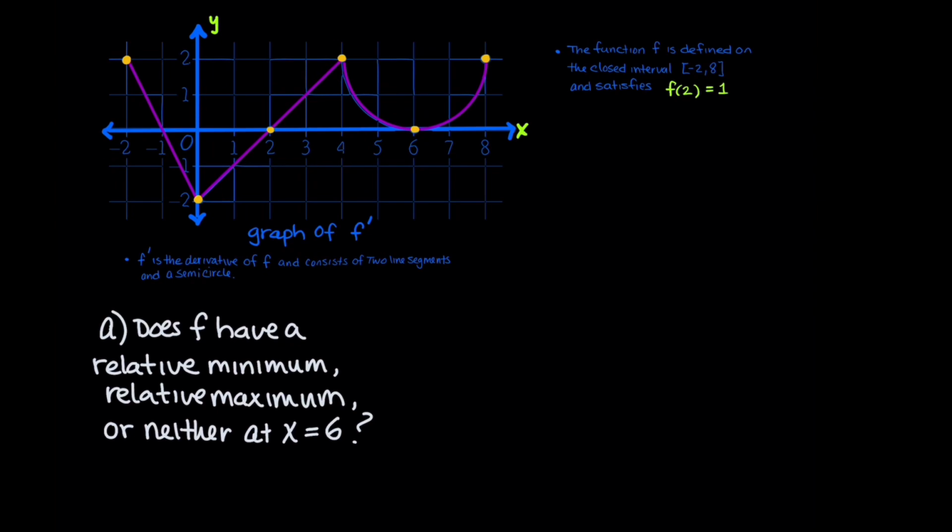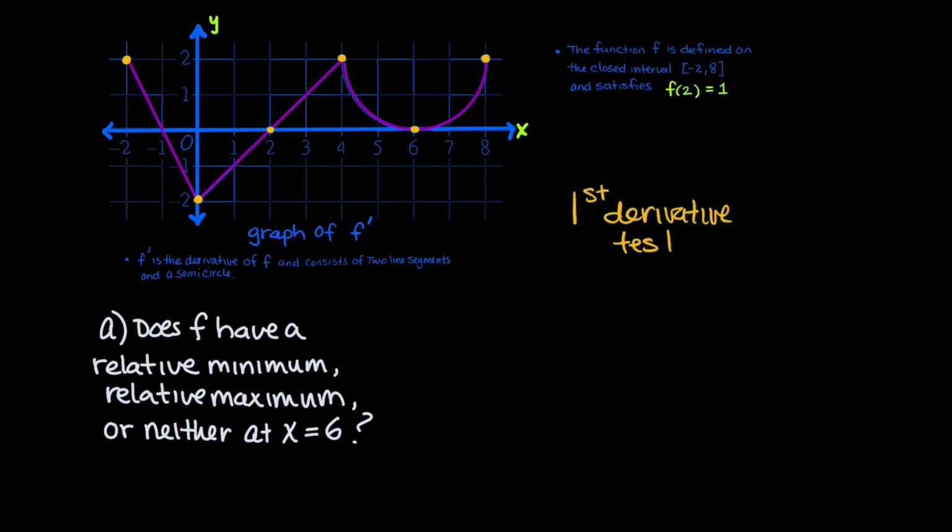The function f is defined on the closed interval from -2 to 8 and satisfies f of 2 equals 1. The graph of f prime, the derivative of f, is shown here and consists of two line segments and a semicircle. At x equals 6, does f have a relative minimum, a relative maximum, or neither?